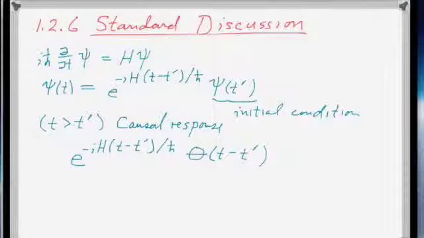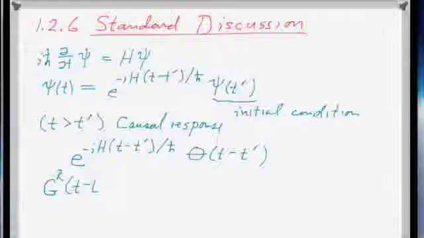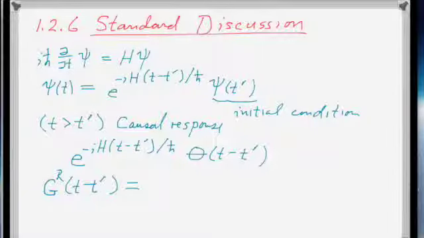Then, in the time domain, since this is a causal response, and we've been talking about our causal Green function, this retarded Green function, we can define G^R of t minus t prime equal to minus i over h bar times this exponential, e to the minus i H (t minus t prime) over h bar, times its step function.